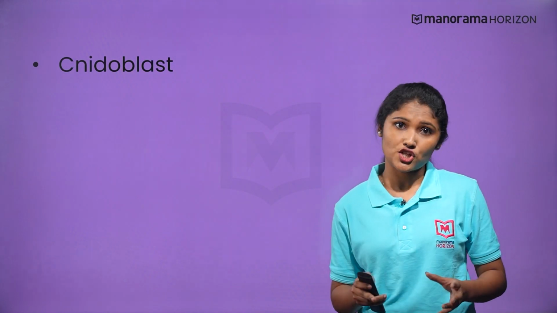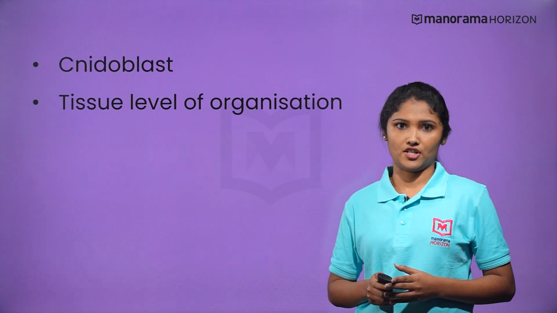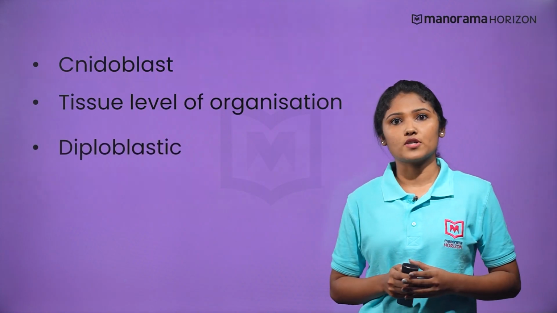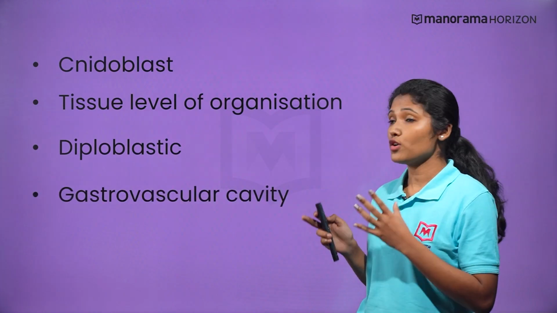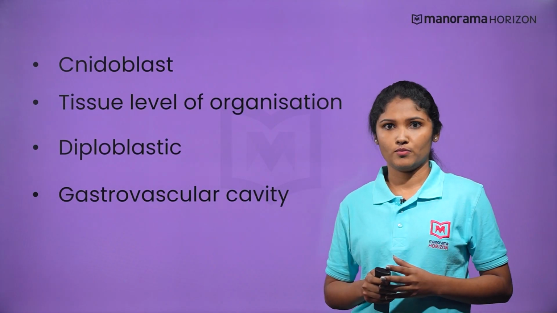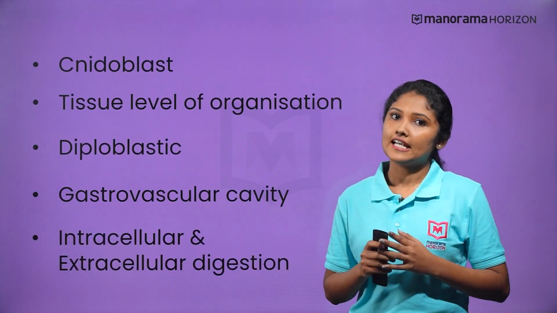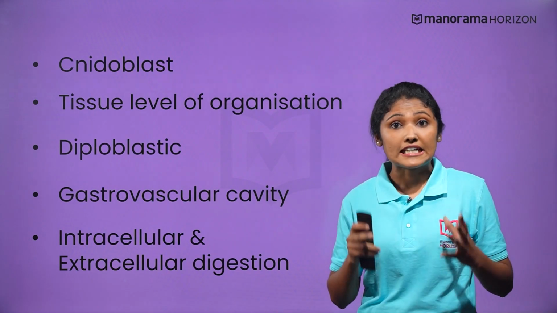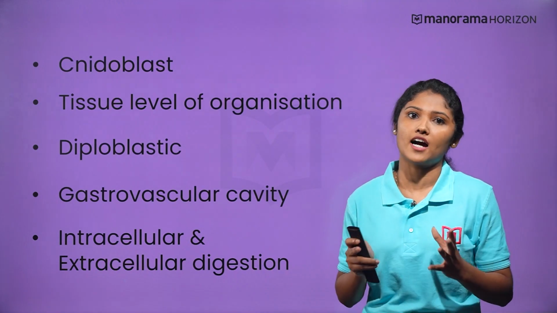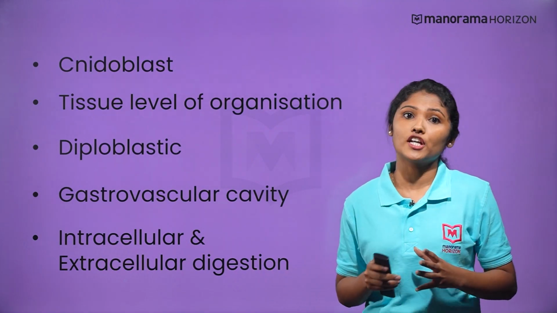Cnidarians possess tissues, thus they have tissue level of organization and are diploblastic. They also possess a central gastrovascular cavity with a large mouth or hypostome. Intracellular as well as extracellular digestion takes place. Some cnidarians, which are sessile, have a skeleton made up of calcium carbonate. Do you know one thing? The cnidarians have two body forms.